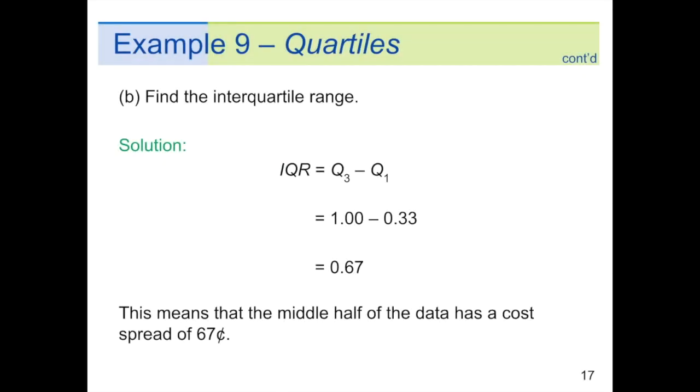B, find the interquartile range. So Q3 minus Q1. Q3 was 1, Q1 was 0.33. 1 minus 0.33 is 0.67. This means that the middle half of the data has a cost spread of 67 cents. So what that means is that the middle data has a range of 67 cents. So most of the data goes from 33 cents to $1. Exactly 50% of the data does.